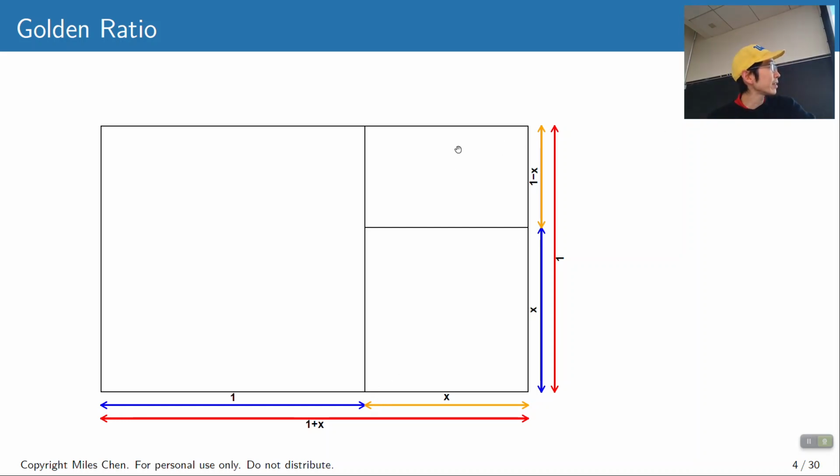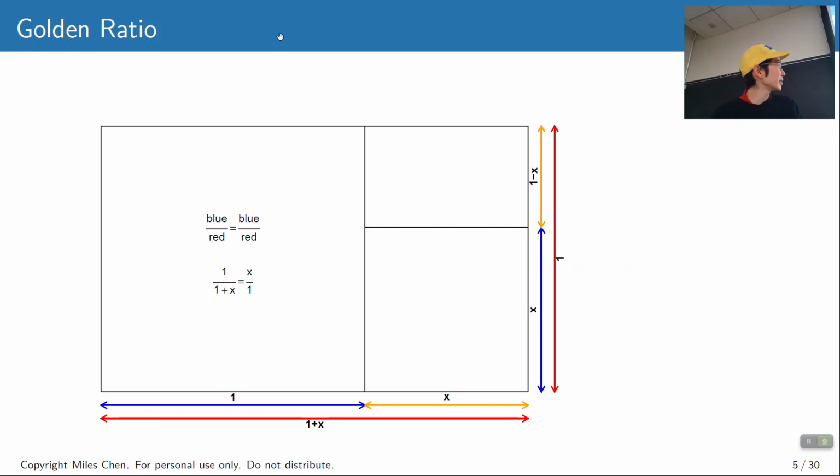And then if that's the case, the ratios continue. This ratio of 1 minus x to x has the same ratio as x to 1, as 1 to 1 plus x, and so on and so forth. And you can keep going and keep cutting off squares, and you'll have a rectangle remaining, and then you'll get this spiral. The golden ratio spiral actually shows up in nature, like the nautilus shell and things like that. It shows up quite a bit.